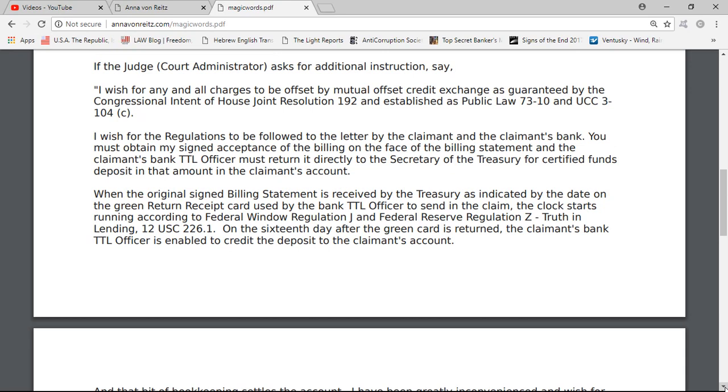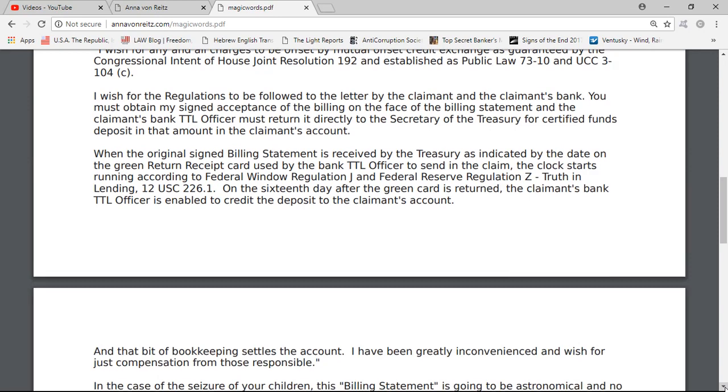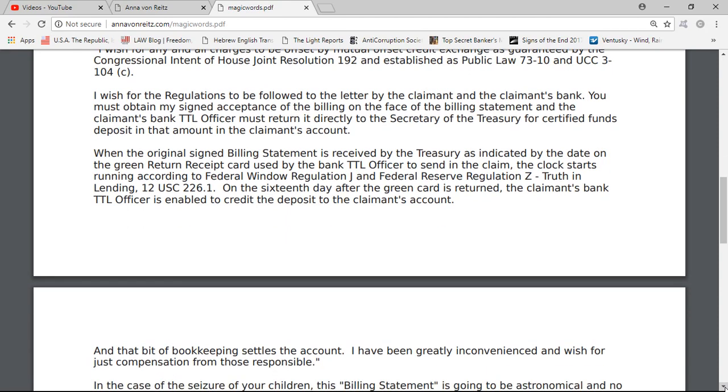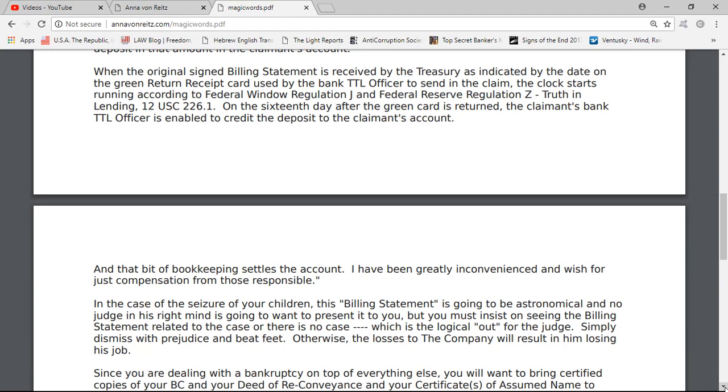If the judge, court administrator asks for additional instructions, say, I wish for any and all charges to be offset by mutual offset credit exchange as guaranteed by the congressional intent of House Joint Resolution 192 and established as Public Law 73-10 and UCC 3-104C. I wish for the regulations to be followed to the letter by the claimant and the claimant's bank. You must obtain my signed acceptance of the billing on the face of the billing statement, and the claimant's bank TTL officer must return it directly to the Secretary of the Treasury for certified funds deposit in that amount in the claimant's account. You're reading this into the record, folks.